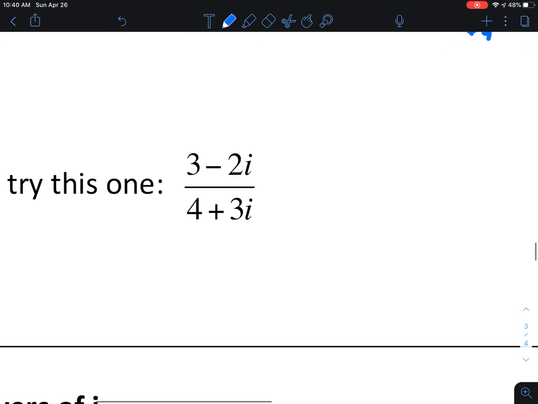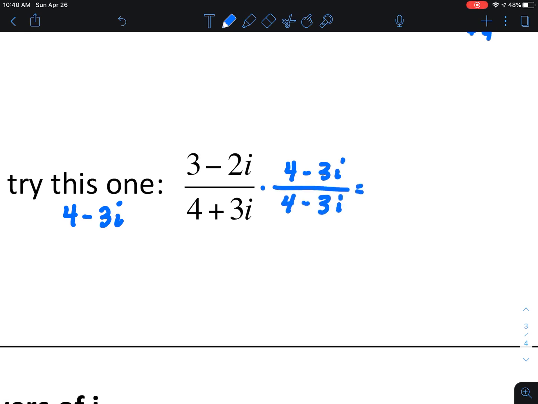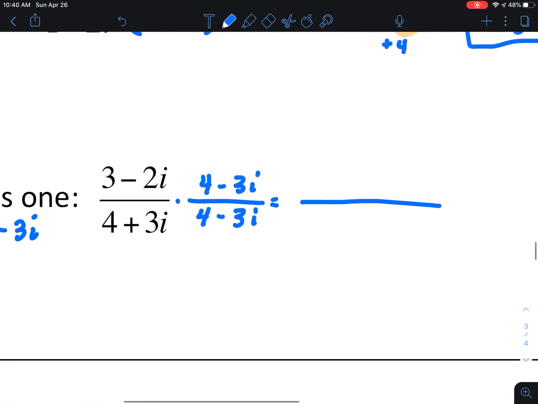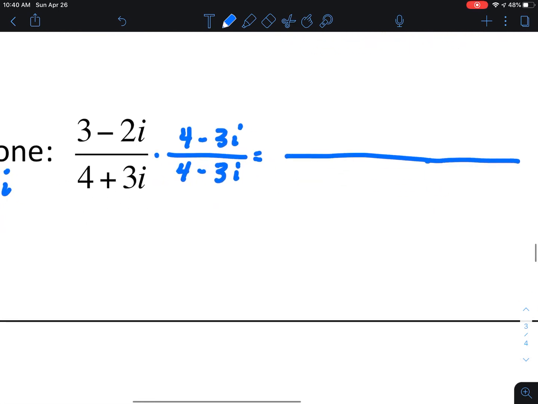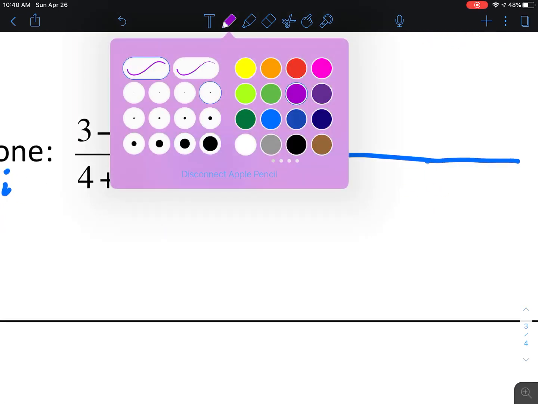Okay. Again, we're going to multiply by the complex conjugate, which in this case is 4 minus 3i. We're always looking at the denominator. So 4 minus 3i over 4 minus 3i. We've got some more FOIL work to do here. More FOIL. You ready? Let's change the color.